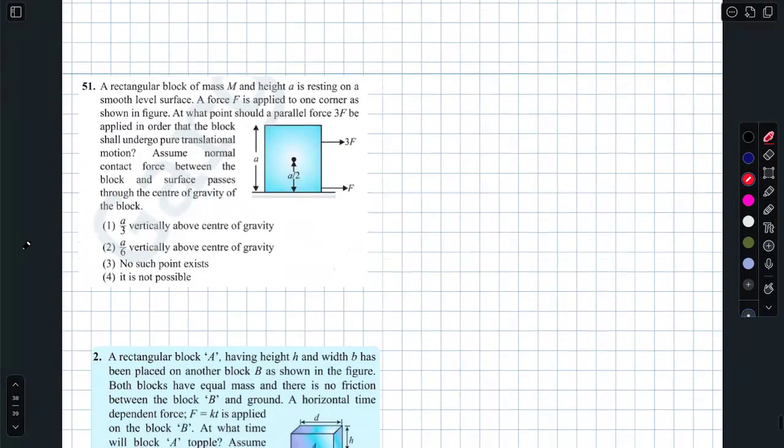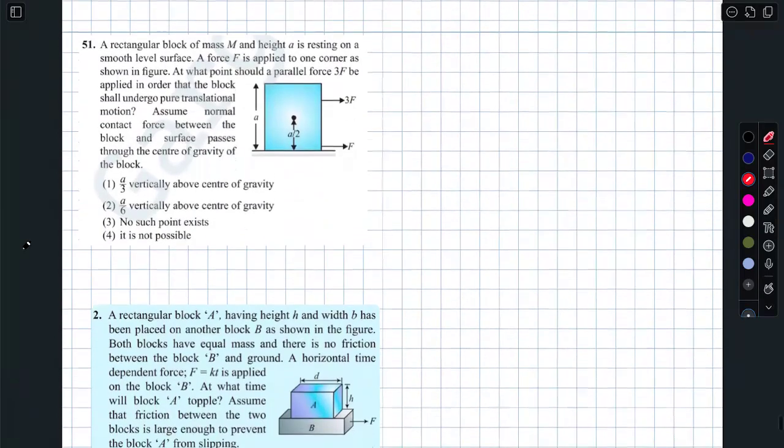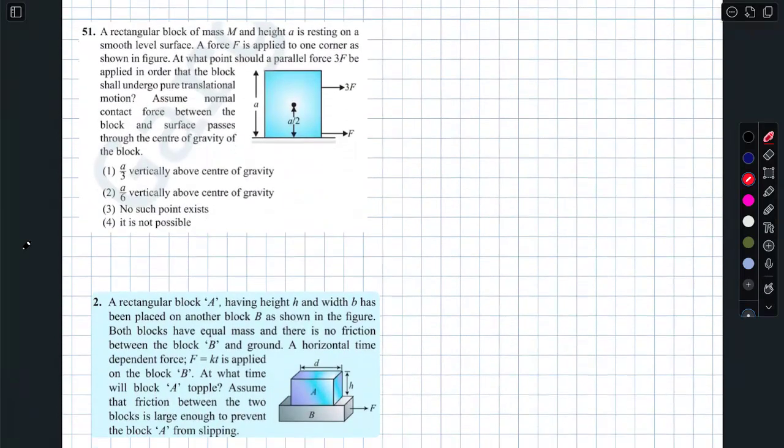Next, 51st question. Fast. Only toppling I'm focusing on now. You can see that. The free body diagram of the block can be drawn as shown, as the body has to move in pure translational motion. What is the question?